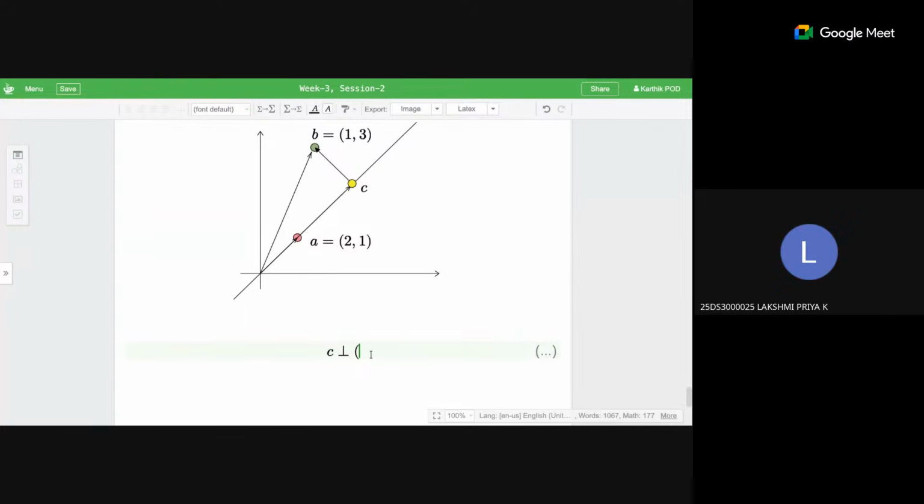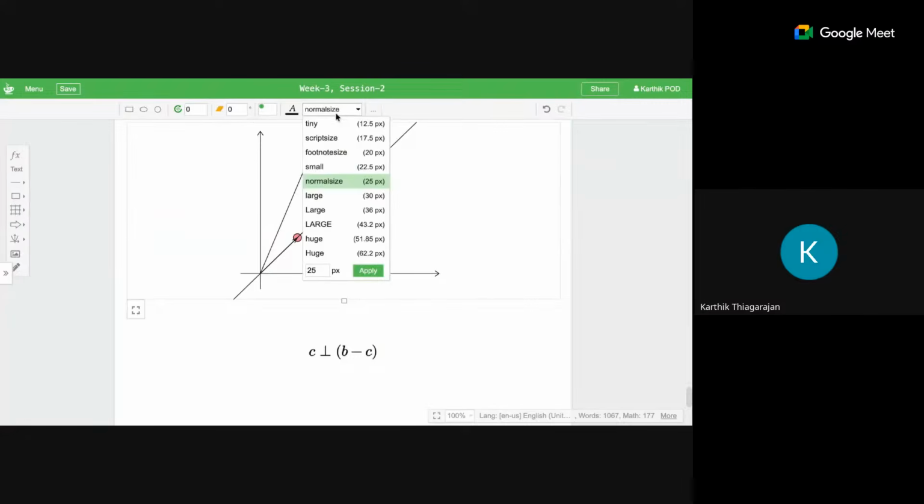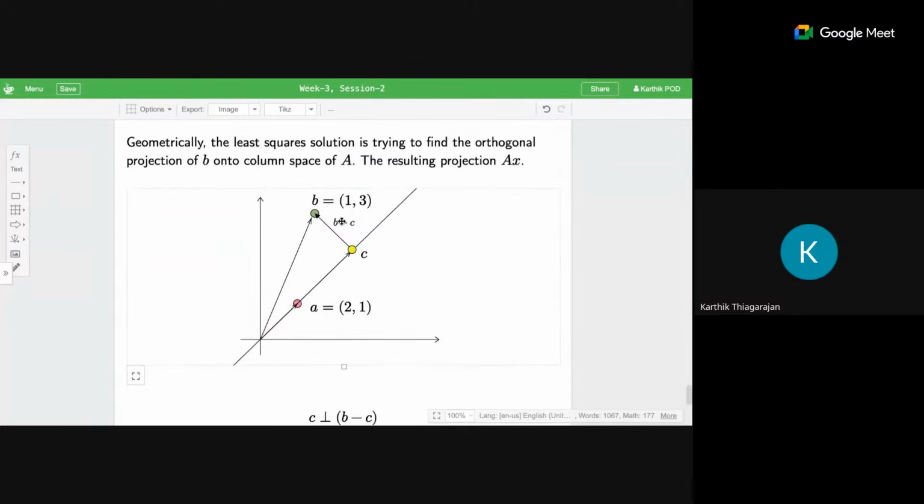So B minus C is perpendicular to C. Yeah, B minus C, right? So remember that this is B minus C. You start from the foot, you start from C and go to B. So C plus B minus C should give you B by the triangle rule of addition. So it is B minus C which is perpendicular to C or to A.